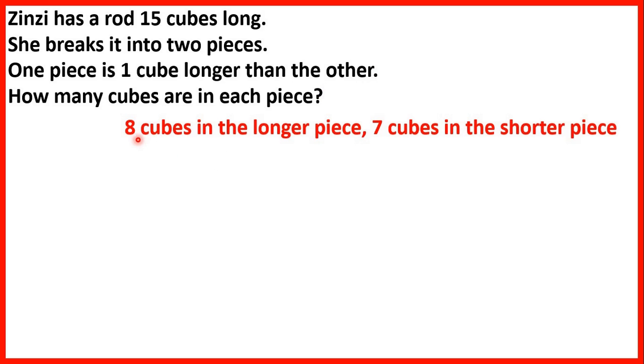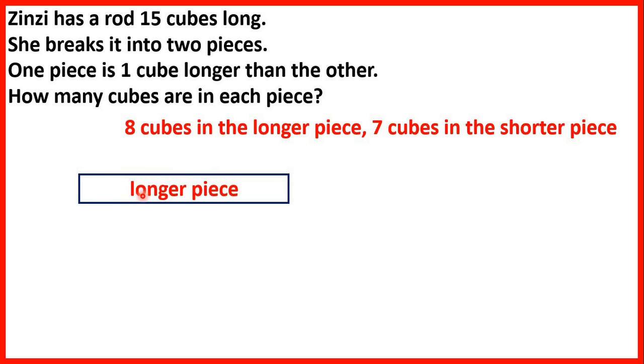Well, we can have 8 cubes in the longer piece and 7 cubes in the shorter piece. That way we have 15 cubes altogether, because 8 plus 7 is 15, but one piece is 1 cube longer because 8 is 1 more than 7. We can show this with a bar model.